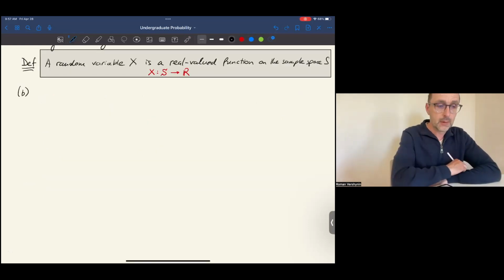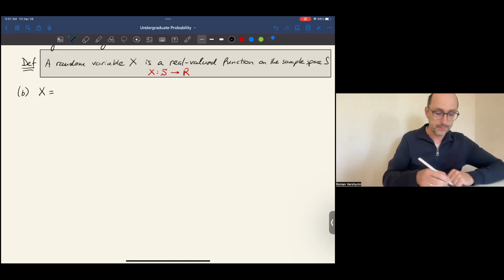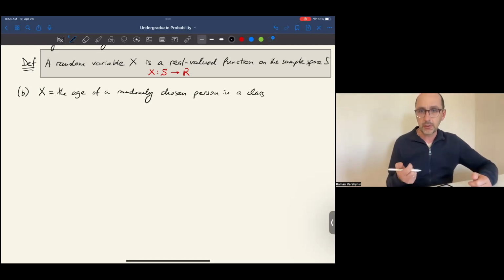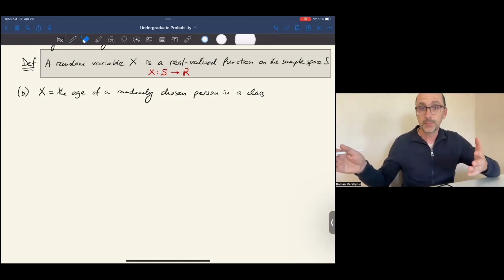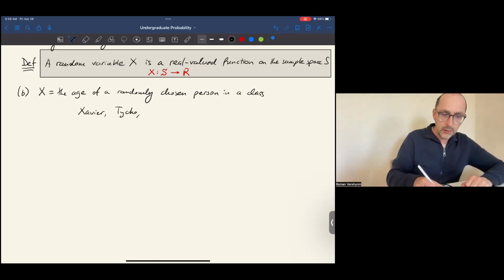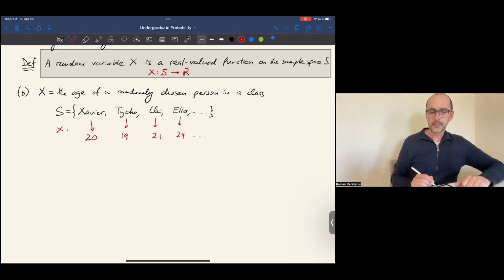Here are more examples. X can be the age of a randomly chosen person in a given class. Our experiment here is to pick a random person from the class and assign that person his or her age. So the outcomes of this experiment are individual people. For example, Xavier, Taiko, Chi, Ella, and so on. The random variable X assigns the age to each person. For instance, maybe Xavier is 20 years old and Taiko is 19 years old and she is 21, Ella is 24, and so on. This assignment, X, is a random variable.